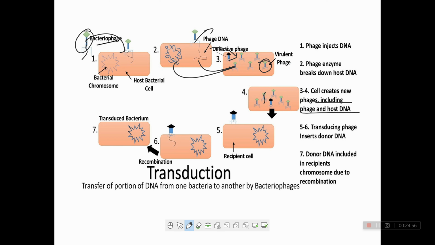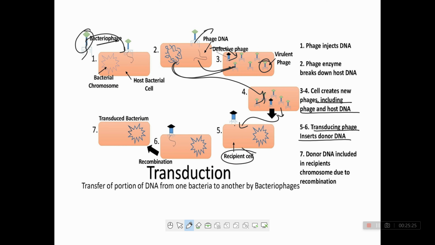After synthesizing, when their whole cell is created, they disrupt the cell. Transducing phage insert donor DNA. They burst and this phage comes outside, and this phage contains what? Bacterial genetic material also. This phage then attacks a recipient cell.